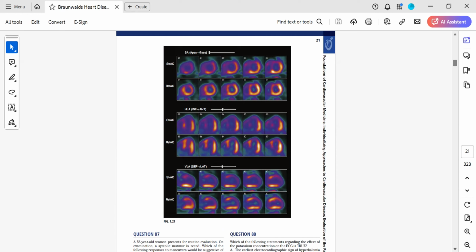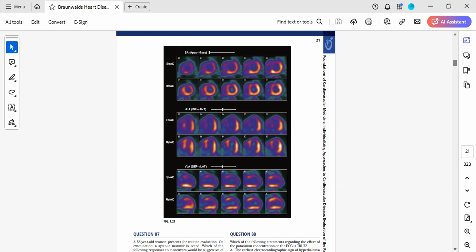Especially if you look at the middle column now, that's when you count 1, 2, 3, you would see that for the stress and the rest, there's marked reduction in the flow tracing during stress, but that is reversible at rest. That is not present at rest. So the flow is normal at rest, but during stress, when there's occlusion of the coronary arteries, there's reduction of flow. So that's to tell you that there's some obstruction going on there.